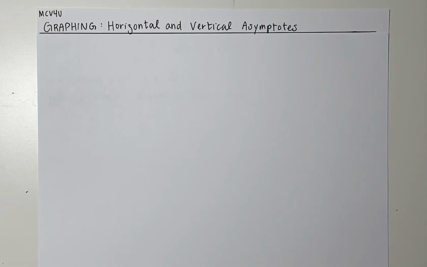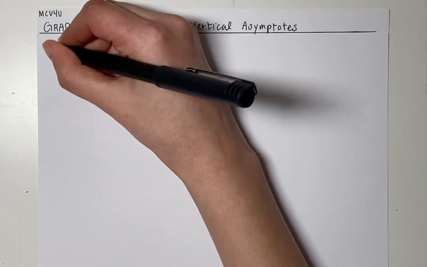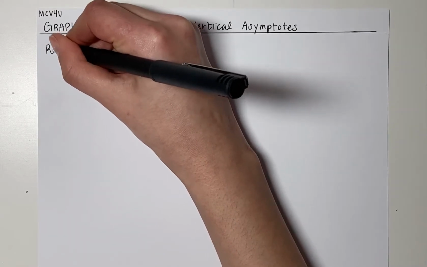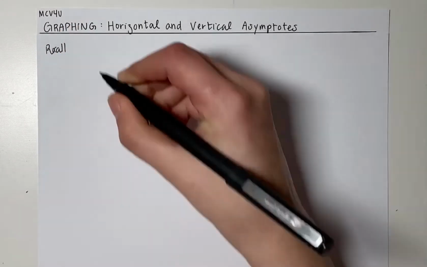Hey guys, it's Miriam again with you today, and part 2 of graphing using calculus. We're going to be taking a look at horizontal and vertical asymptotes. Once again, we're going to recall from advanced functions.